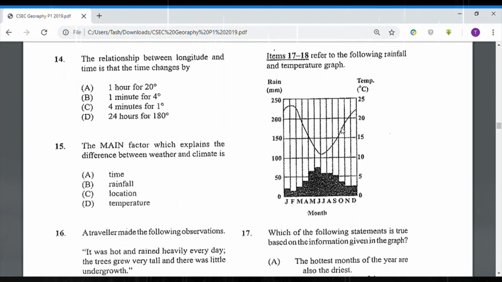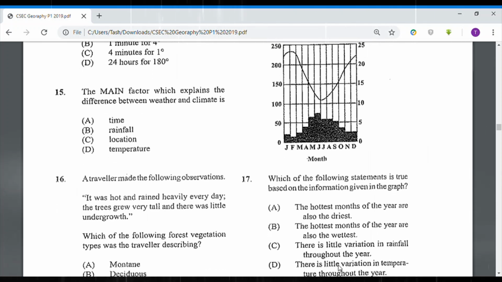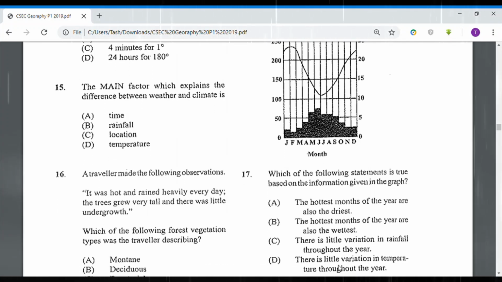correct. And we come to December, where there is another elevation in temperature. At that area, there is a reduction in rainfall. So the hottest months of the year are also the driest months of the year. Number 17, your answer would have been A.